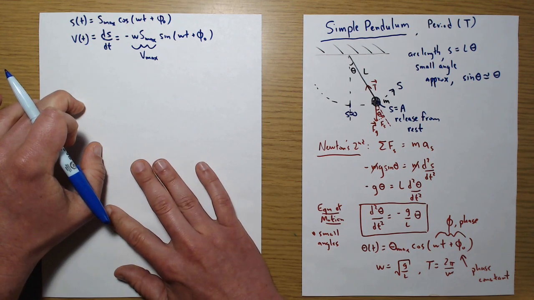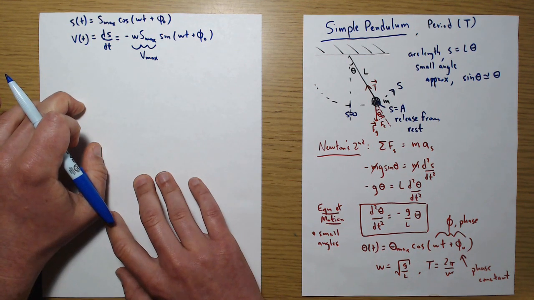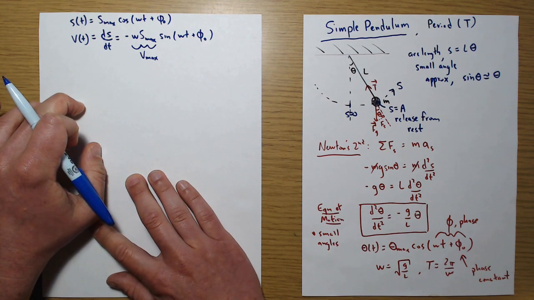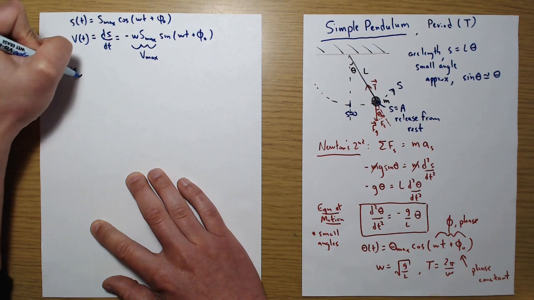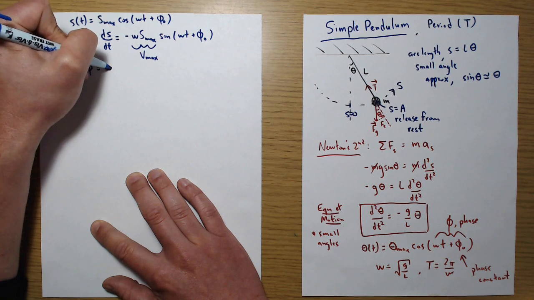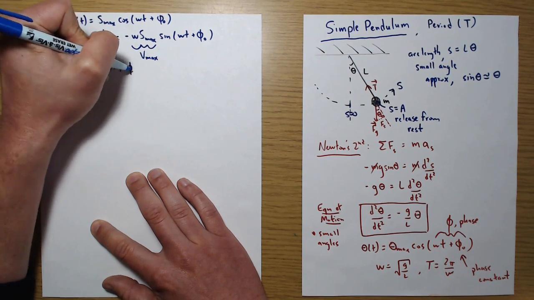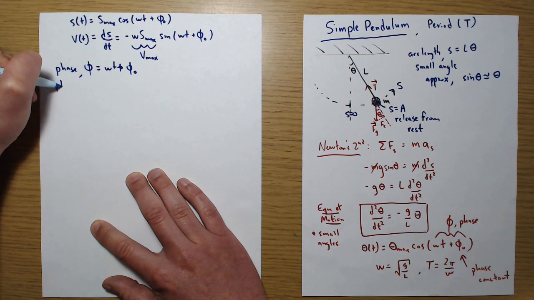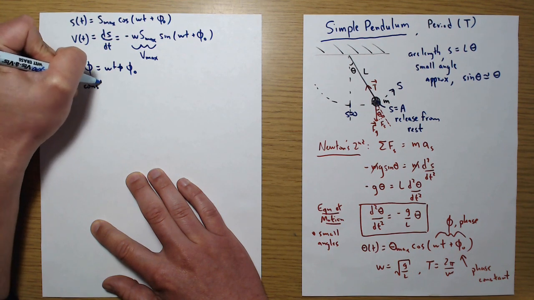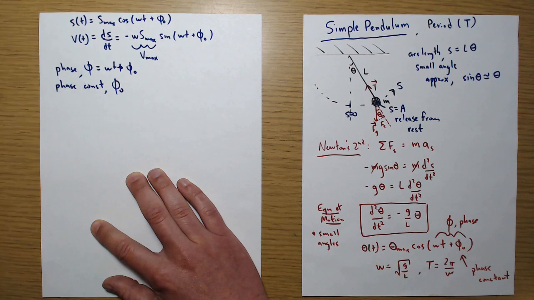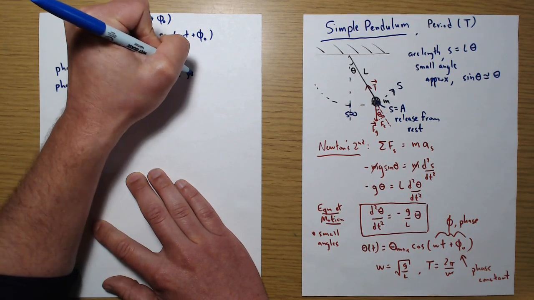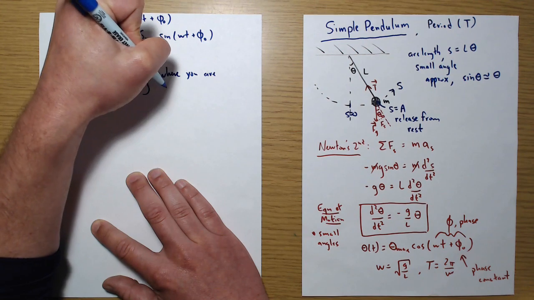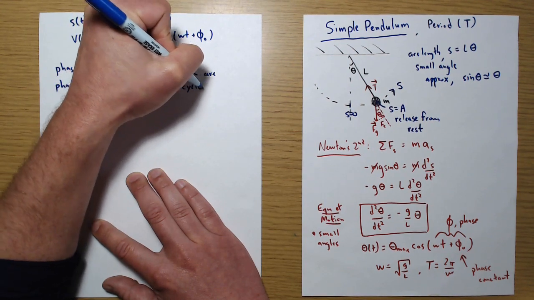All right, now, another concept here I want to just talk about briefly is the concept of phase. So phase phi is omega t plus phi naught, and phase constant is phi naught. Now, what the phase and the phase constant do is they tell you where you are in the motion, or where you are in the cycle.